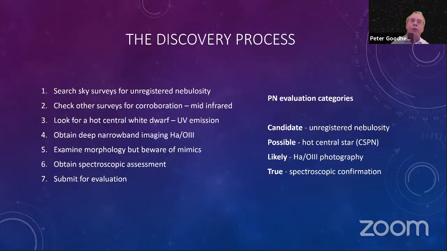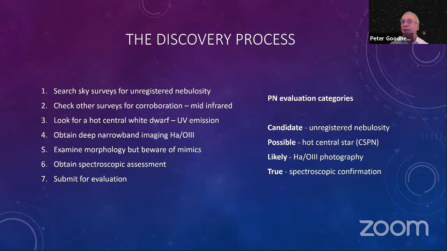You can look at the morphology to see if it looks like the sort of thing. And I mean, you can look at them and say, yes, it looks like a planetary nebula, but there are lots of things that look like planetary nebulae that aren't, and we'll see some of those in a minute. And then finally, you get a spectroscopic assessment, and then you submit it for evaluation. That's normally done by a team in Hong Kong now who maintain a database called HASH. They categorize planetary nebulae in four categories.